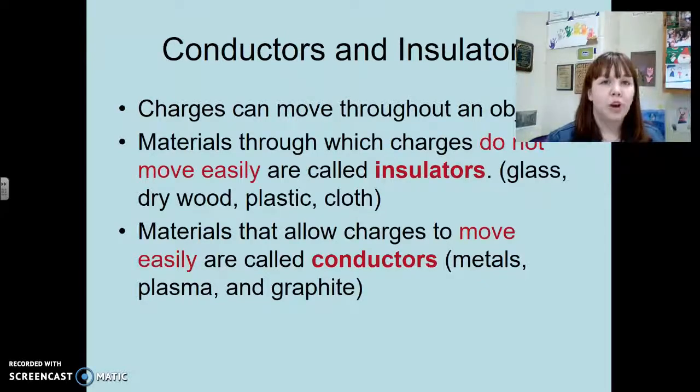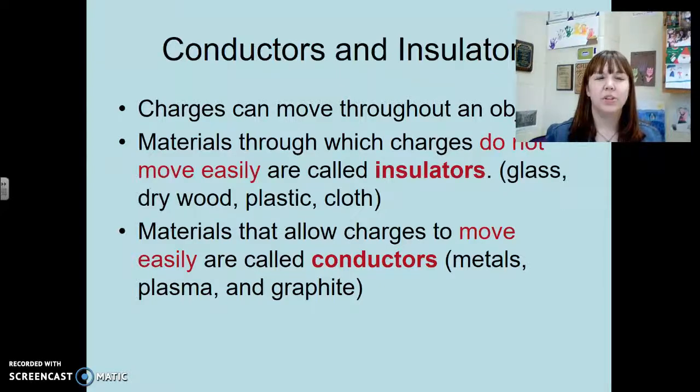Now, when we move charge, we can move it through materials that allow it to pass freely, such as conductors, metals, plasma, graphite. And sometimes we get objects that do not allow charge to move very easily. Those are insulators, such as glass, wood, plastic, cloth. Not that they don't allow it at all, but it's very hard for electrical charge to move through those objects.